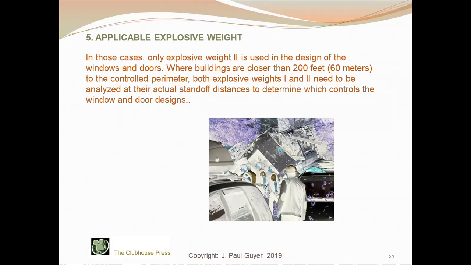And the windows and glass doors, that sort of thing, generally speaking, what you will be doing is specifying a glazing system that has a polycarbonate layer in it, because basically what the polycarbonate does is it prevents the glass from shattering and becoming shrapnel. Yes, the polycarbonate does fracture, but it holds together and stays inside the frame of the door or the window.